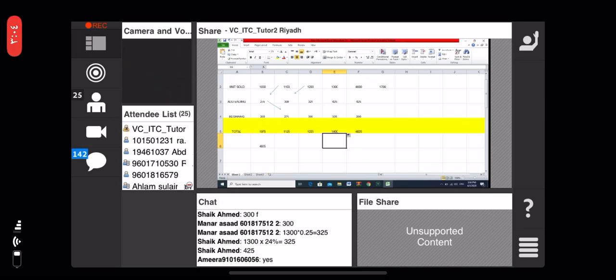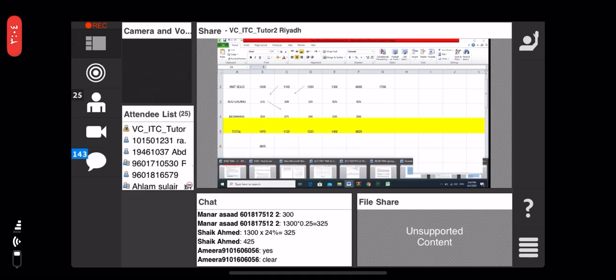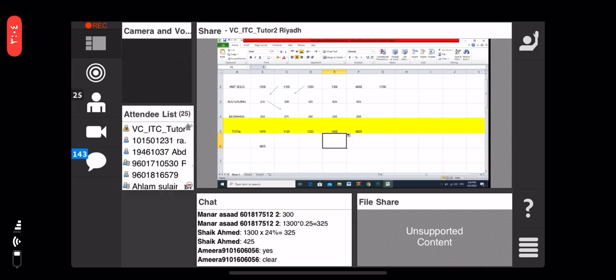So it's clear now? Clear? This is the production unit budget. So this is some revision about the final exam.